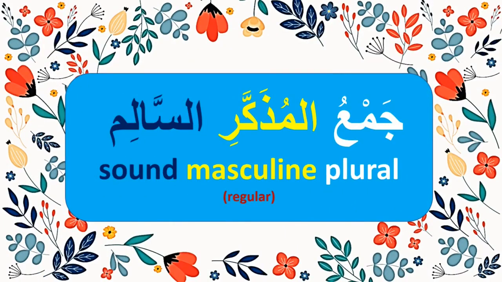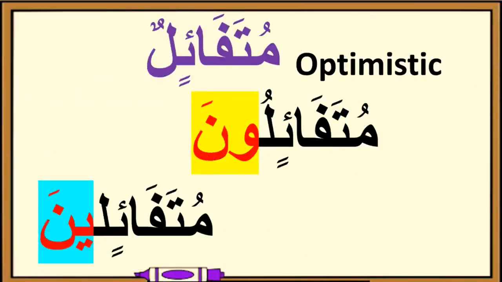All nouns or adjectives in my video belong to جمع المذكر السالم, sound masculine plural. But what does it mean, جمع المذكر السالم? It means that the single form of the word does not change. We do not delete or add any letters in the beginning or the middle of the word. The only changes we do is adding a suffix una or ina at the last letter of the word.